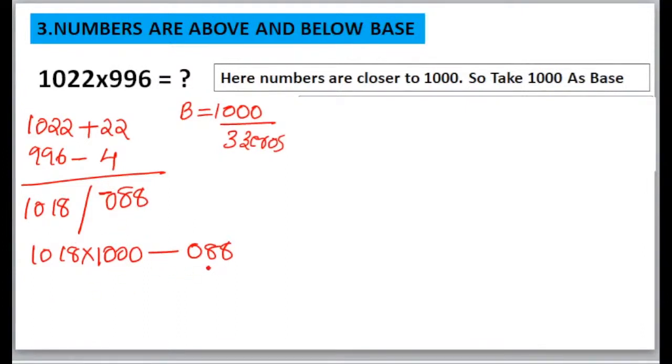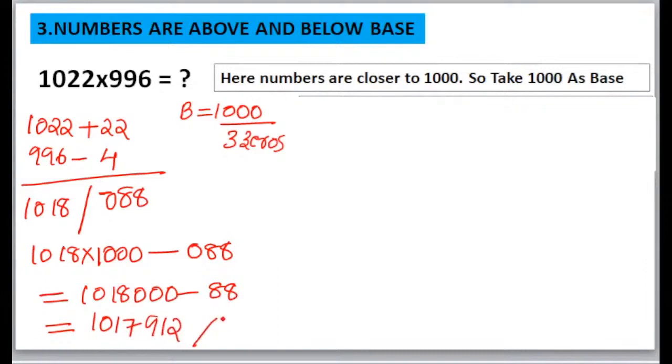It's not a problem even if you don't put a 0 here because we are multiplying LHS with the base. But you follow the rules, okay? So 1018 into 1000 minus 88. So this will be 1018 minus 1 is equal to 1017 and 1000 minus 88 is equal to 912. So this is your answer.